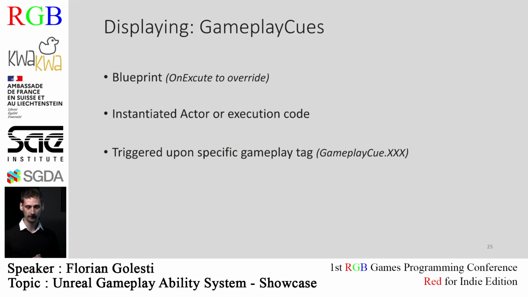So gameplay cues, it's a blueprint with a function that is unexecuted, that you can override, that you should override. It can be instantiated actors or just execution code. And I said it's kind of magic because it will be triggered for you just upon a specific tag. So on your gameplay effect, you say that it will trigger some tag that starts with GameplayCue dot something, and then all the gameplay cues that match that tag will be spawned and triggered automatically for you.